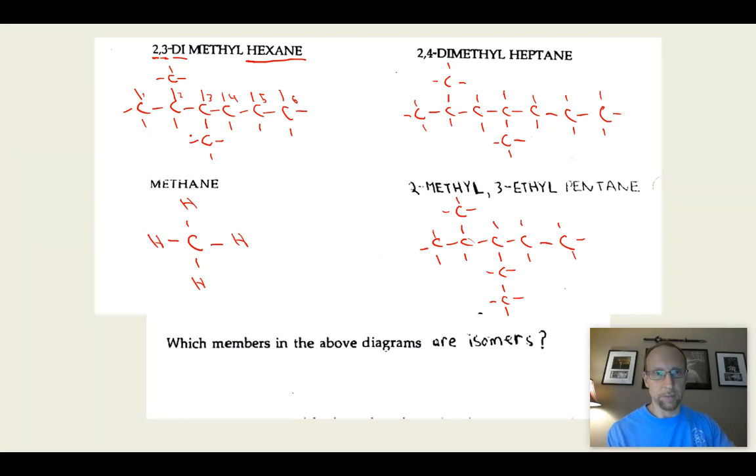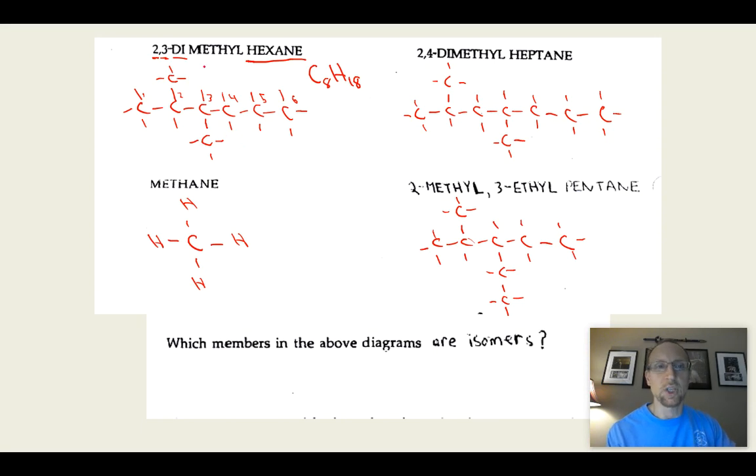So this isn't just hexane. There are 1, 2, 3, 4, 5, 6, 7, 8 carbons. So this is C8H18. Right? If we count all our H's, you'll see that there are 18 of them because it's still an alkane. So it's still going to be CnH2n+2, but you want to make sure you count all of your C's and H's, not just the ones in the main chain.